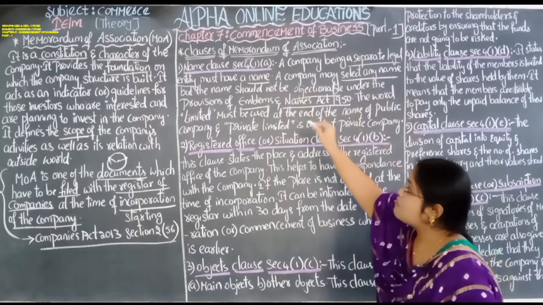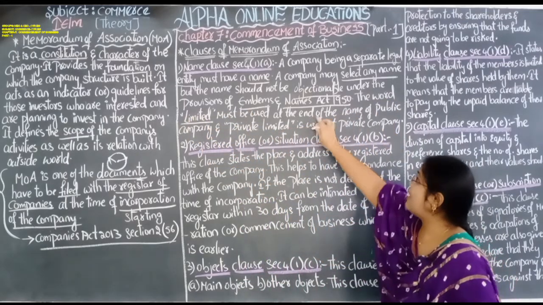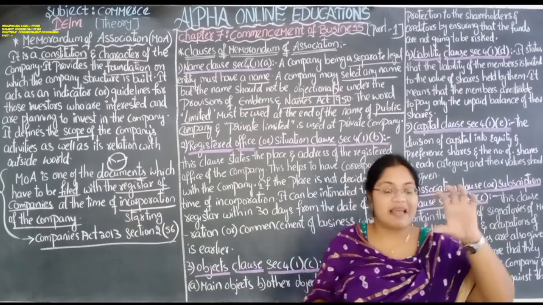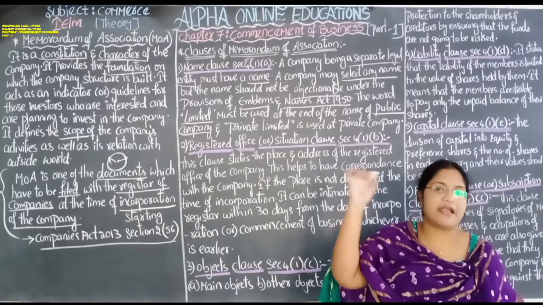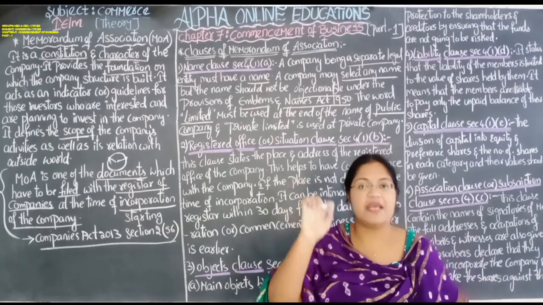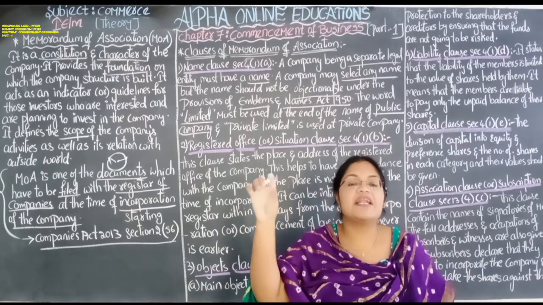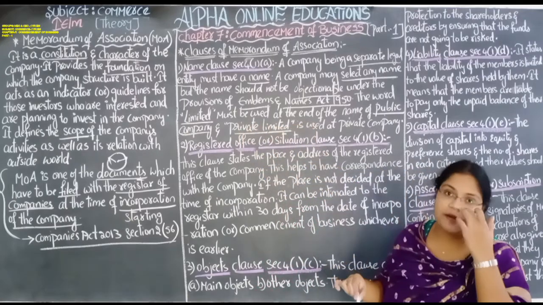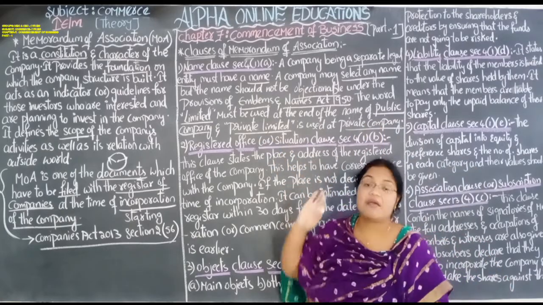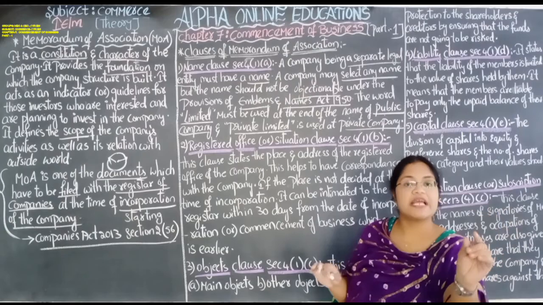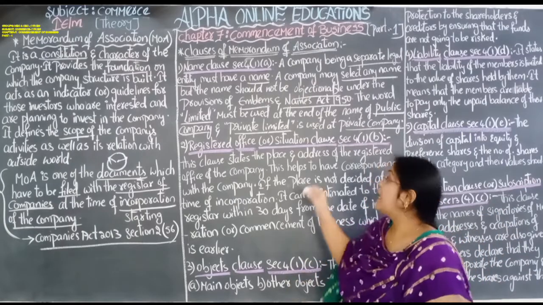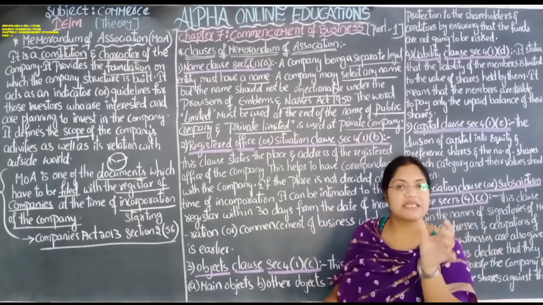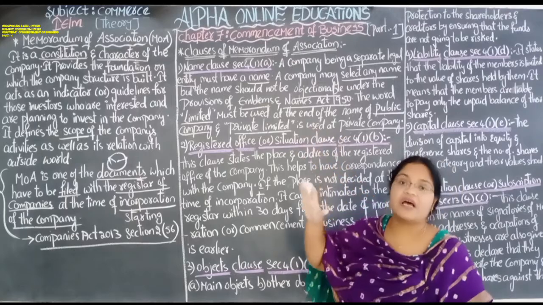The word limited must be used at the end of the name of a public company. If your company is a public company, then at the end of the company name you have to write limited. For example, if your company name is XYZ, then the name should be XYZ Limited. It indicates that it is a public company. In the case of a private company, you have to end the name with Private Limited, so XYZ Private Limited. So these should be at the end of the name of the company.